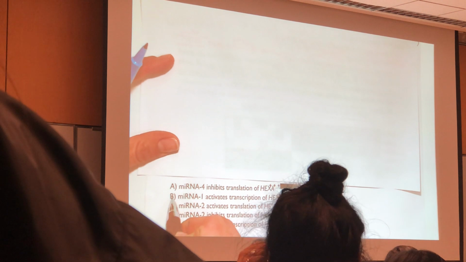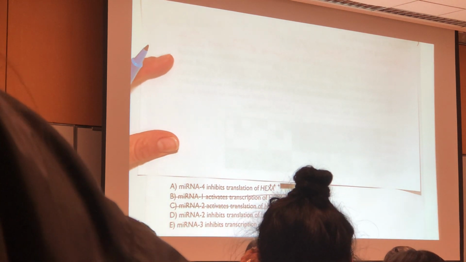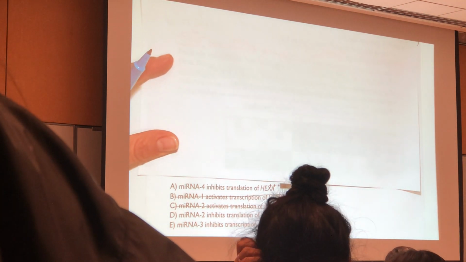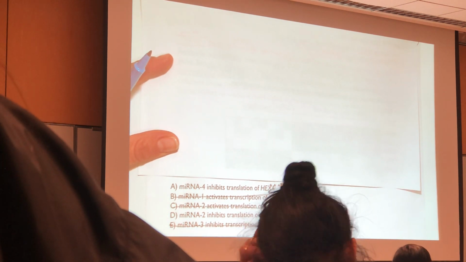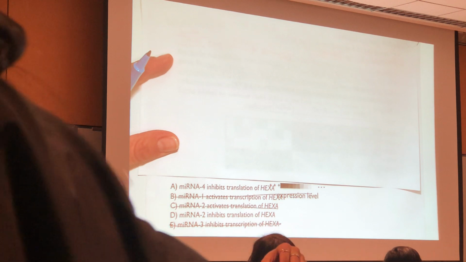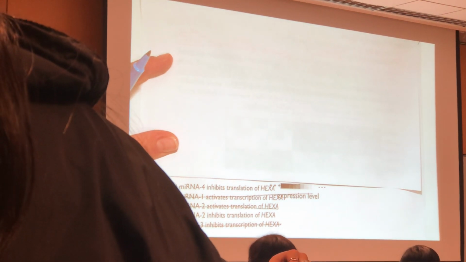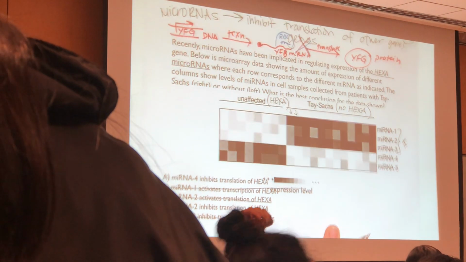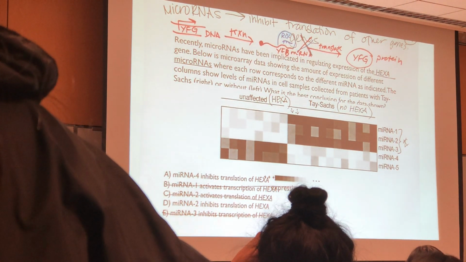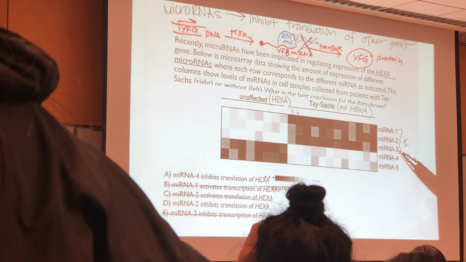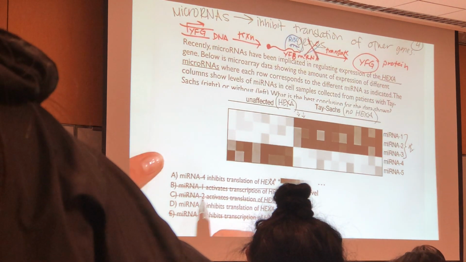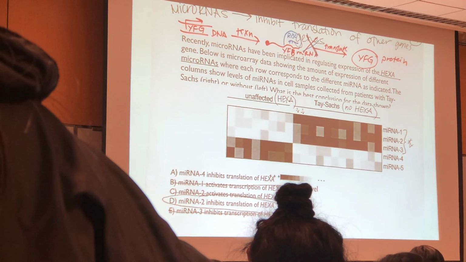All right. We can just look at the answers, and anywhere it says activates, nope, incorrect. This says transcription. That's incorrect. MicroRNAs don't inhibit transcription, they inhibit translation. Now we're down to 2 answer options. And we just said, without even looking at the answer options, we already answered that 1, 2, or 3 inhibit translation or regulate hexa. The only one that's listed is this.